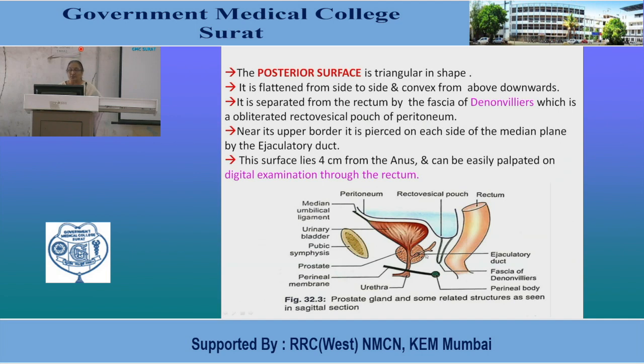So you can see the posterior surface of the prostate gland. Here you can see, near its upper border, it is pierced on each side of the median plane by the ejaculatory duct. So this is the ejaculatory duct, and you can see the ejaculatory duct in the given diagram. This surface is 4 cm from the anus and can be easily palpated on digital examination through the rectum.